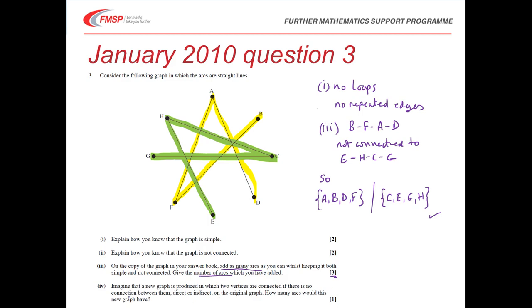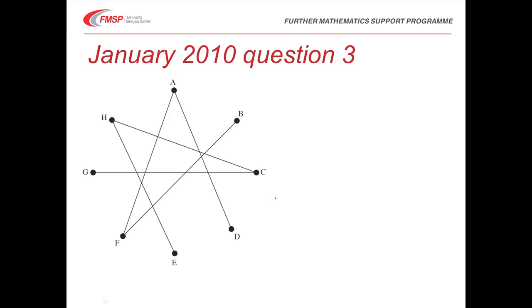And then for part 4 of the question, imagine that a new graph is produced in which 2 vertices are connected in my new graph if there's no connection between them, directly or indirectly, on the original graph. How many arcs would this new graph have? It's only 1 mark. We haven't got to draw it, we just have to think about it. Okay, let's move on and do those 2 parts then.